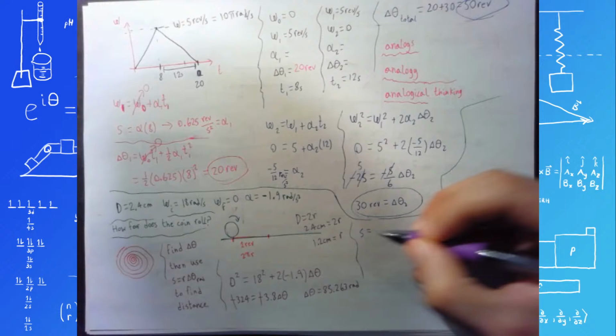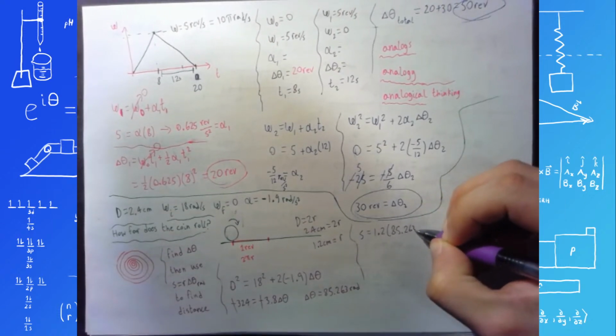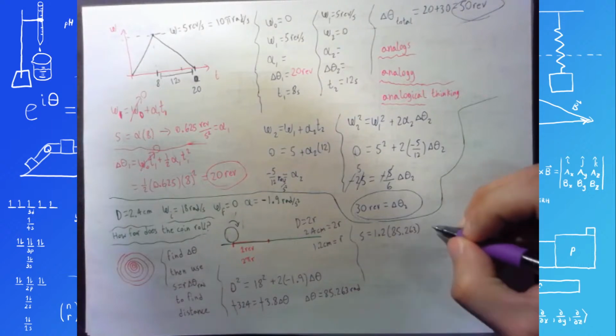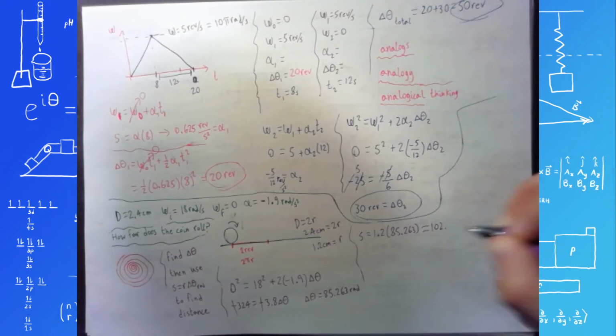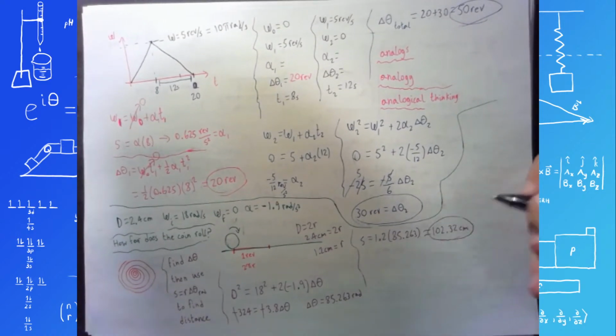So S is going to be 1.2 times 85.263, which is 102.3156. I'll round it to about 102.32 centimeters. And it never specified that we had to do it in meters, so we're good there. But if you do want to convert it to meters, it is pretty nicely just over a meter.